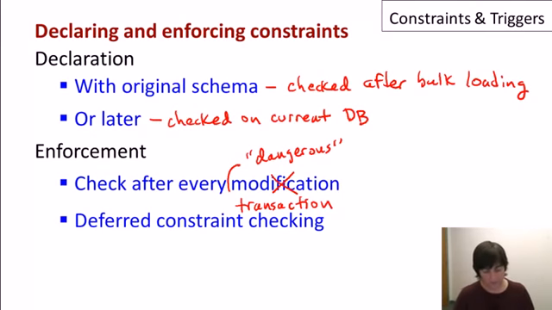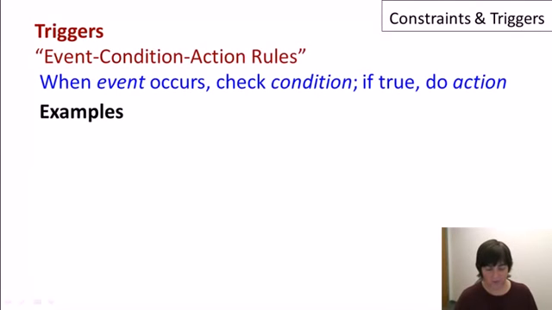Again, if we perform a modification that violates the constraint, typically the system will raise an error and will undo the modification that violated the constraint so that the database stays in a state that's consistent with respect to its constraints. Now let's introduce triggers. As I mentioned earlier, triggers are a more dynamic concept than constraints.